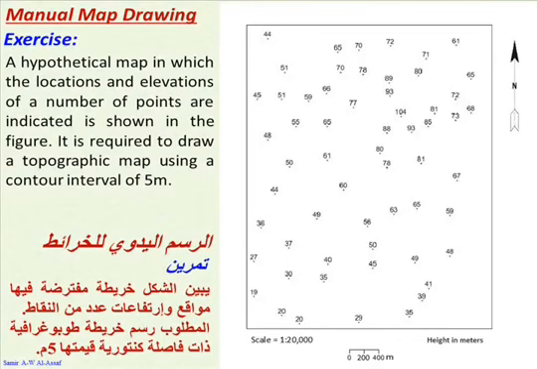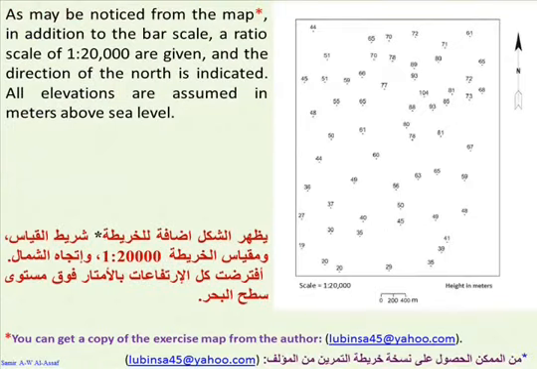Manual map drawing. Exercise. A hypothetical map in which the locations and elevations of a number of points are indicated is shown in the figure. It is required to draw a topographic map using a contour interval of 5 meters. As may be noticed from the map, in addition to the bar scale, a ratio scale of 1 to 20,000 is given and the direction of the north is indicated. All elevations are assumed in meters above sea level.